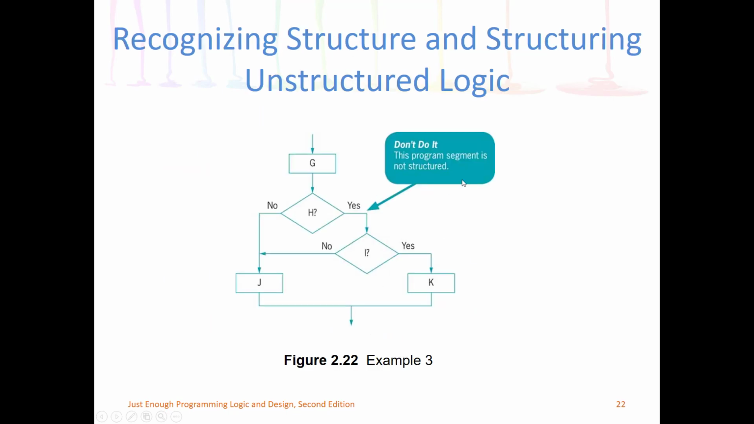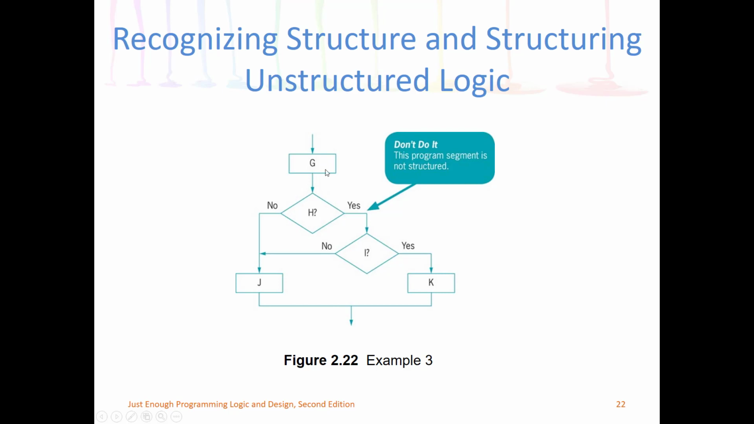Okay, how do you structure unstructured code? Well, first you have to see where it's unstructured, okay? So remember I said that for a program to be structured, you can only have 1 entry and 1 exit. So what we can do is take these pieces and just look at it in pieces, right?